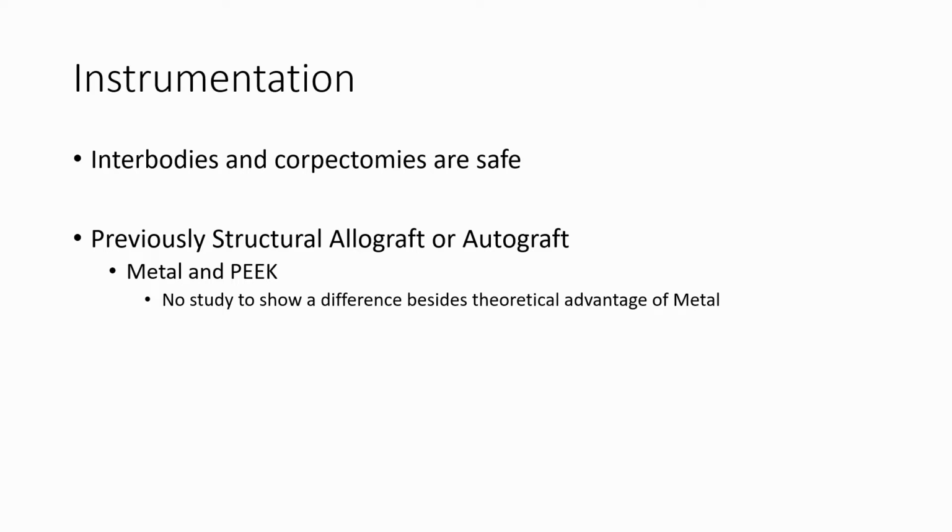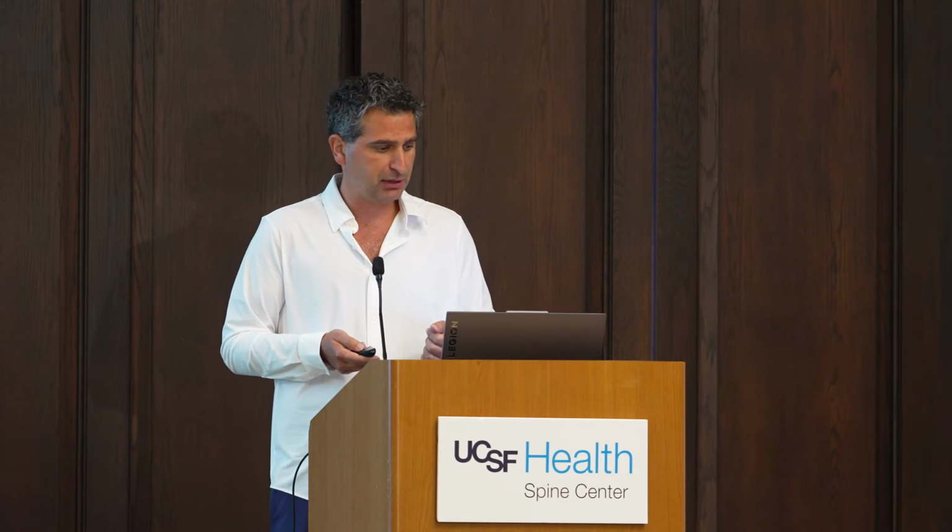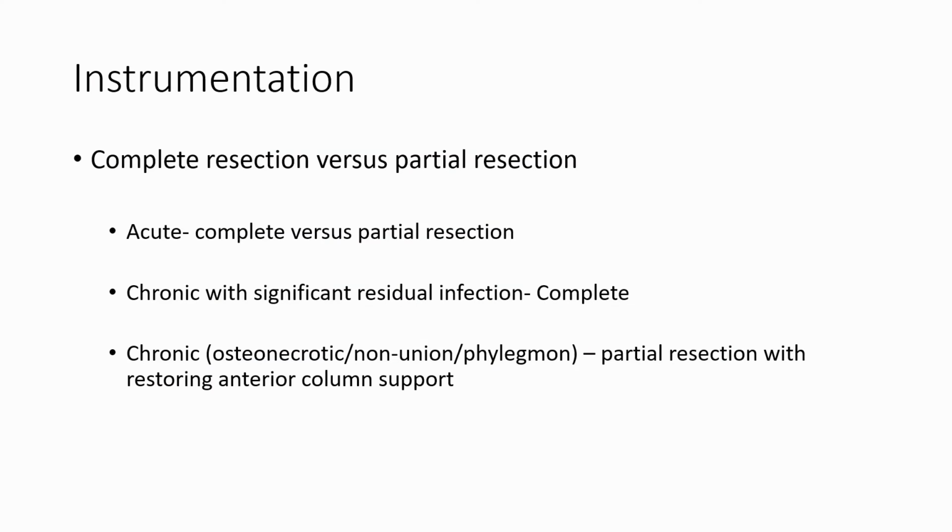In terms of instrumentation, interbodies and corpectomies are safe. And previously, we used to use more structural allograft or structural autograft. We moved more towards metal and PEEK. A lot of times we would say metal is better than PEEK because of biofilm, but there's no actual clinical study showing one better than the other. My preference would be metal because we talked about the oxidized layer and biofilm.